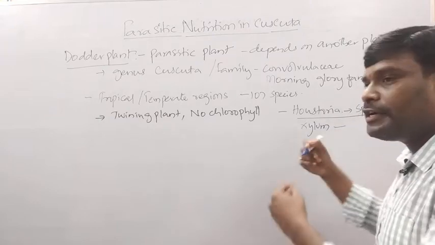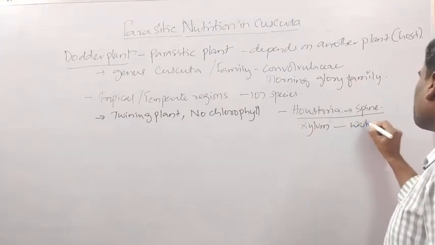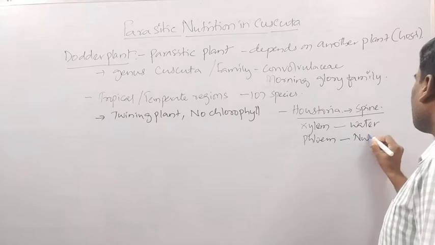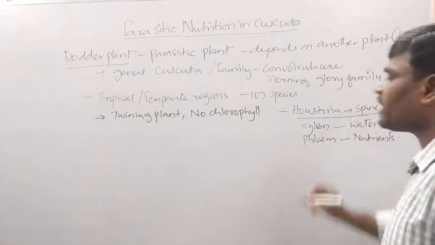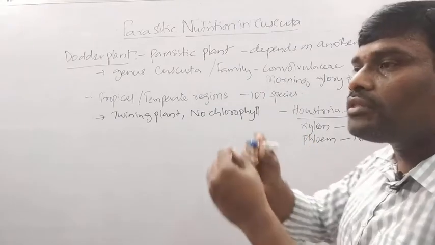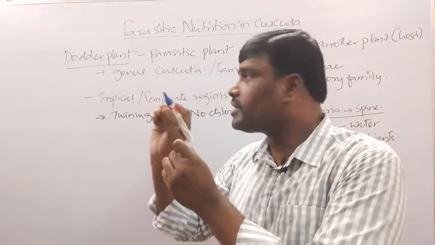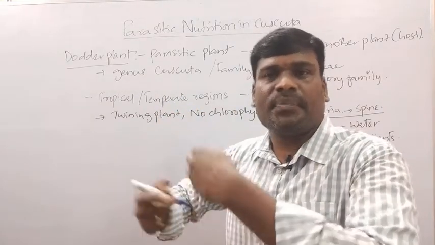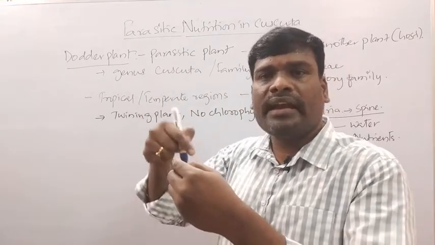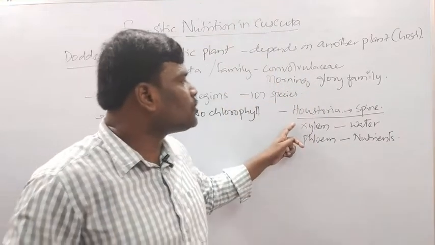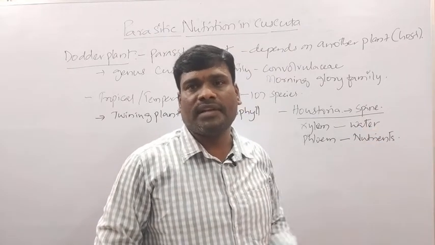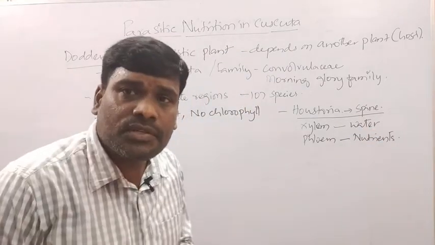enter into the xylem tissue for water, and from the phloem tissue it will absorb the nutrients. So this haustoria is a spine-like structure seen on the stem of this dodder plant, and it will wind up completely on the host plant, penetrate into it, go into the xylem tissue and absorb water, and into the phloem tissue and absorb the nutrients from that, children.